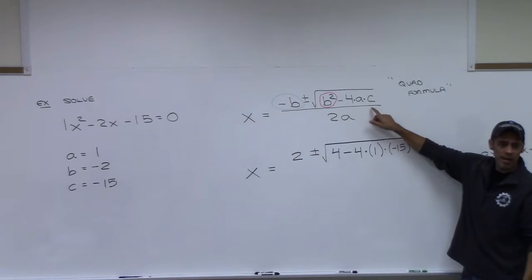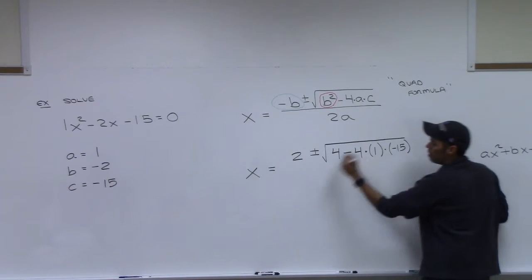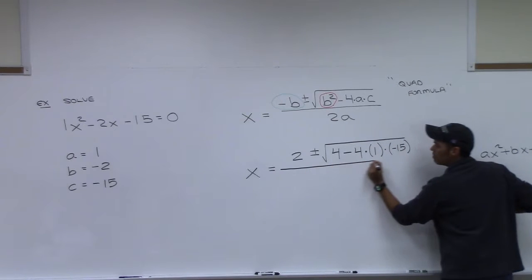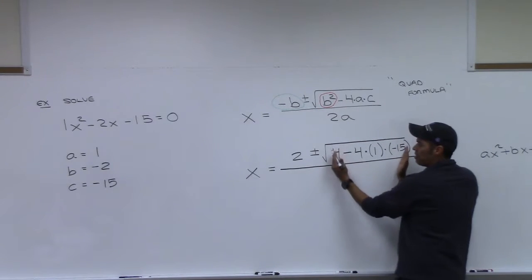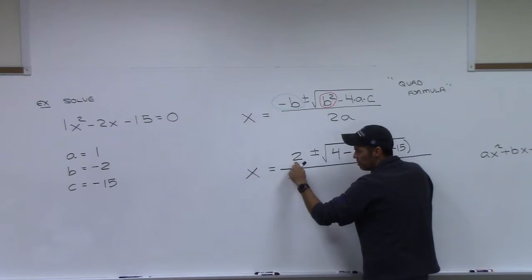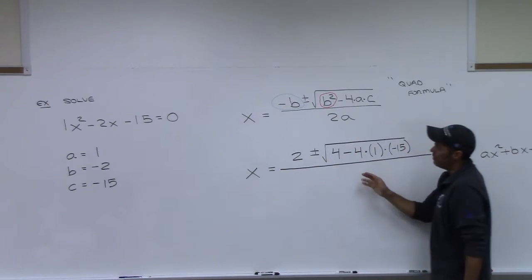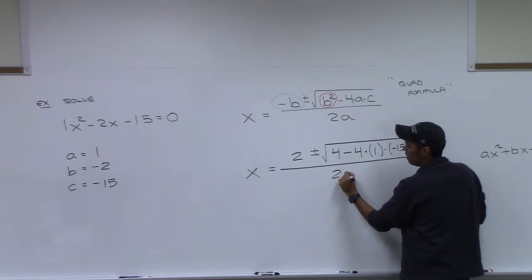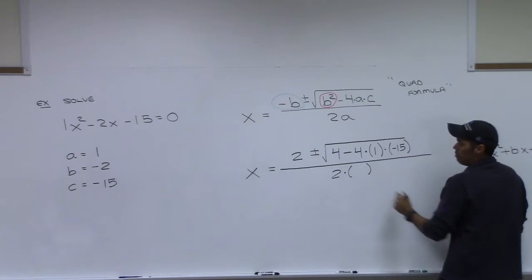Then you have division, right? That division bar goes all the way across, okay? It is not just underneath this. That's another mistake I see. This division bar has to go all the way. It's underneath the 2 also. And then on the bottom we have 2 times a, and a is 1.